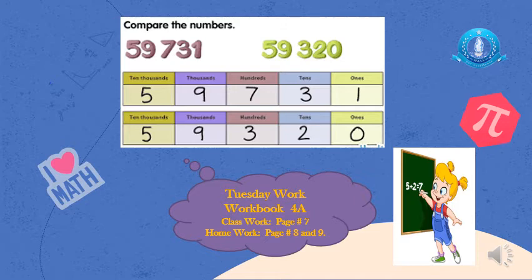Look at question number 5. Circle the small number. You can easily do it. Question number 6 is circle the greater number. You can do it. And on page number 9, circle the greatest number. There are 3 numbers. The number which is greatest, you have to circle that number. Question number 8 is circle the smallest number. There are 3 numbers. You will compare the 3 numbers. The number which is smallest, you will circle that number.